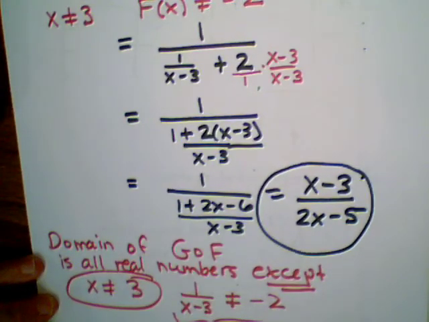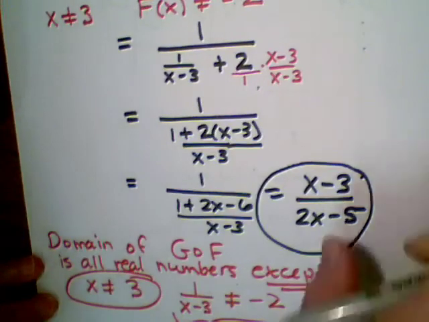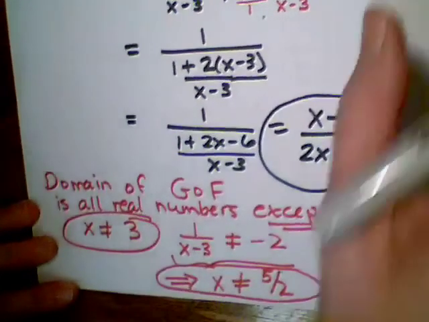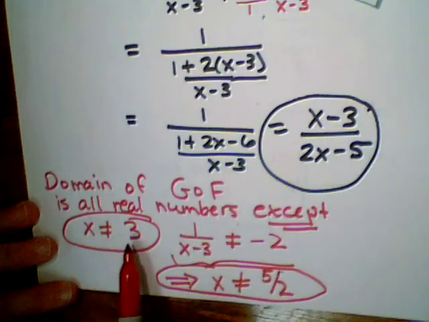The domain of our composition function excludes both 3 and 5 halves.